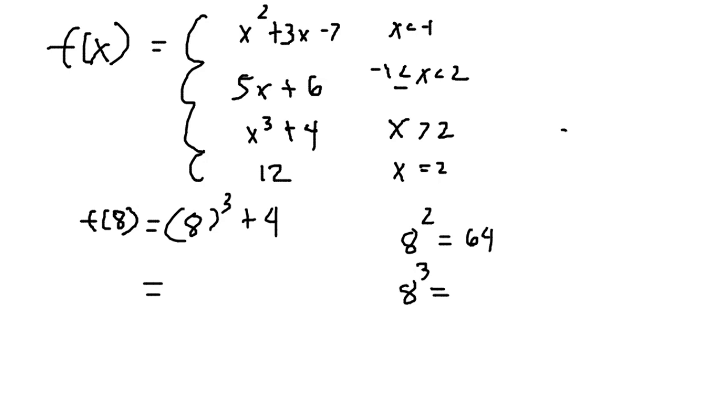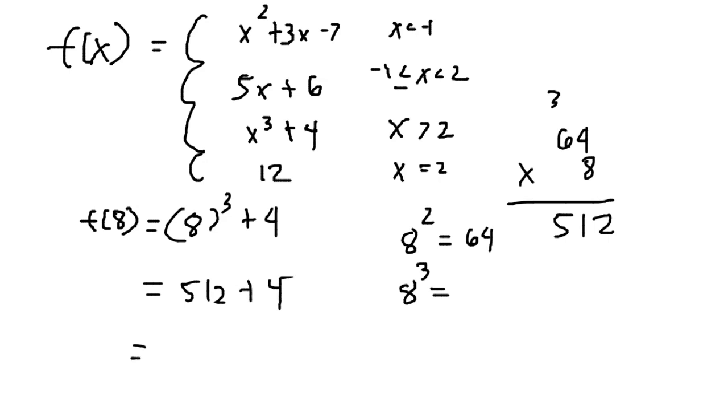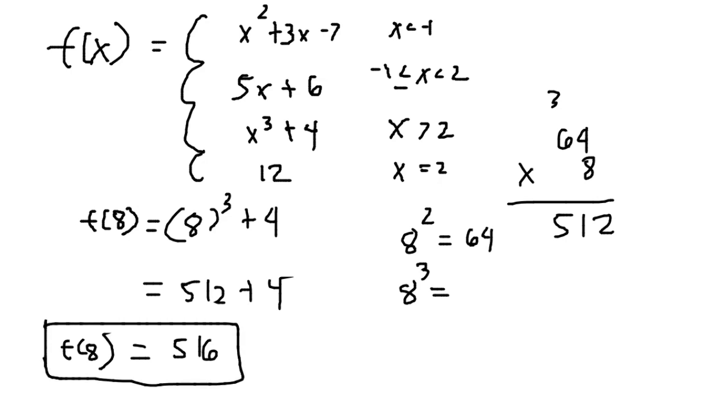So 8 squared is 64. Ang 8 cubed is what? So we're going to multiply it again by 8. So I'm just using manual calculation because I don't want to use a calculator. So ang 8 cubed is 512. So we get 512 plus 4 here. And there you go. So 512 plus 4 is 516. Right? So this is the answer for f of 8.